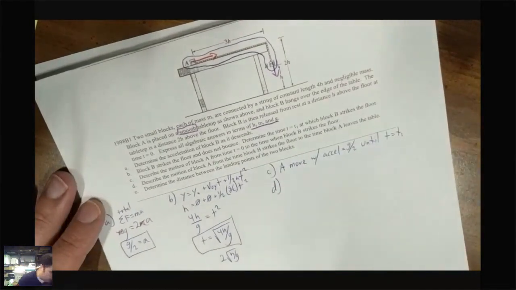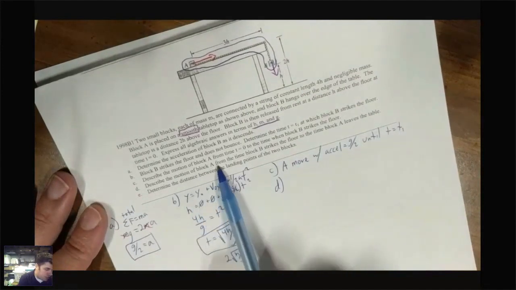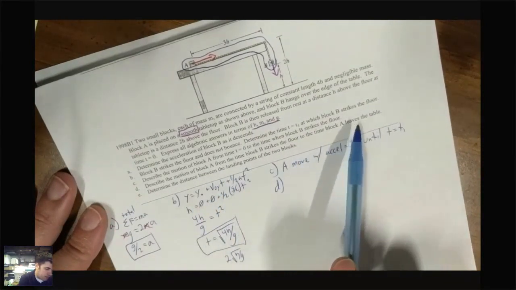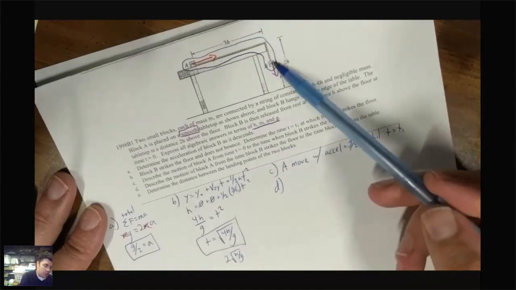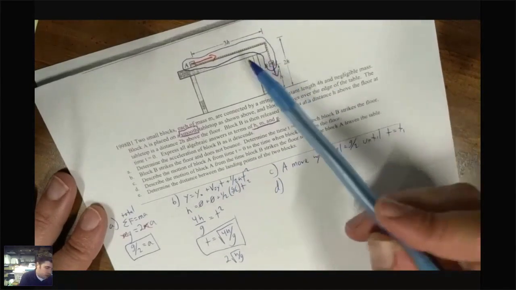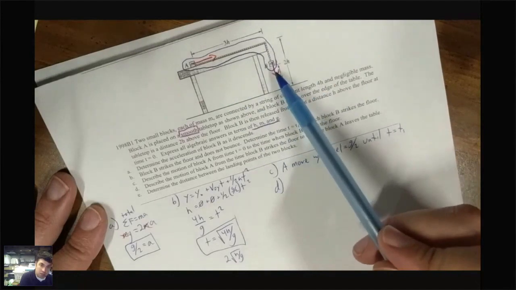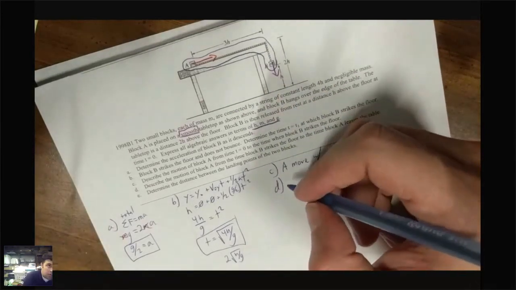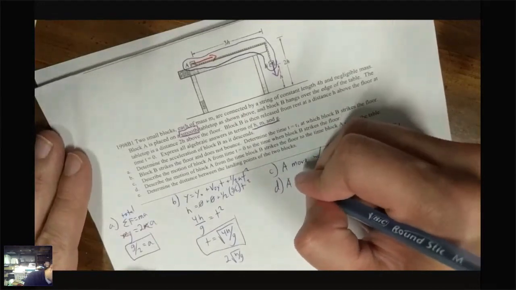Part D, what happens to the motion of block A from the time block B strikes the floor to the time block A leaves the table? Okay, so once B hits the floor, there's no more acceleration. There's no more pulling down here. So this must mean that A will have a constant velocity.